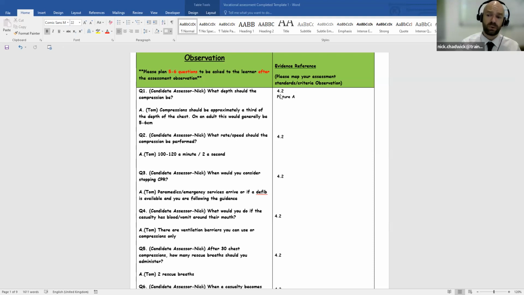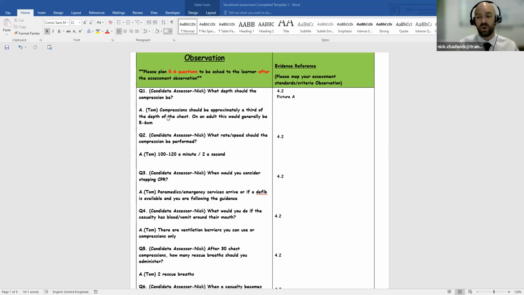Now, it's very important that you do map your questions to the criteria. So we're not asking questions which are off topic. They have to be mapped. They have to be relevant to your standards. They have to be relevant to your assessment. Otherwise, this is going to confuse the learner. And we don't want that to happen. We don't want to confuse our learner.